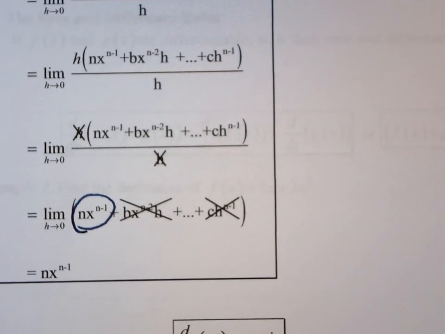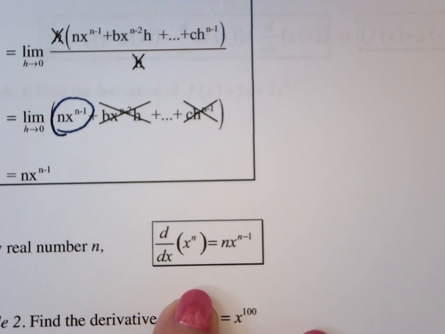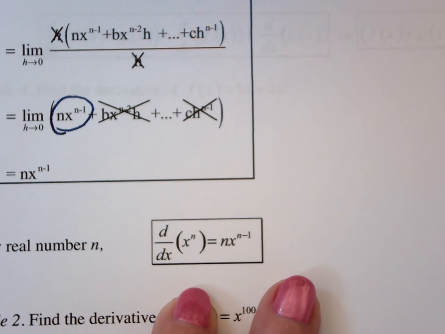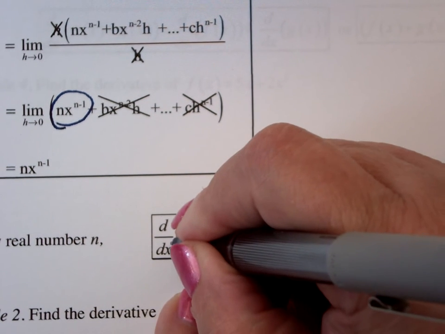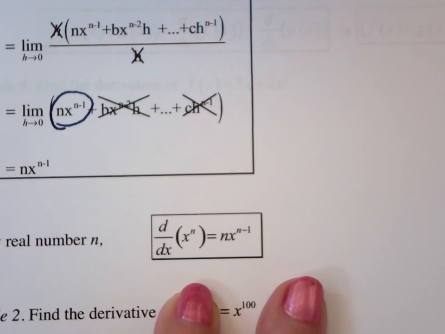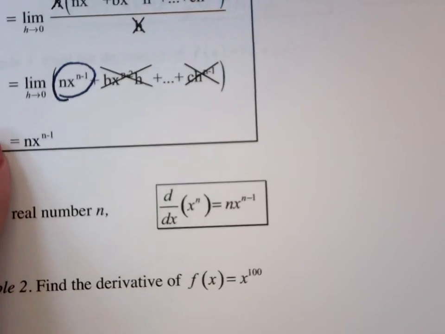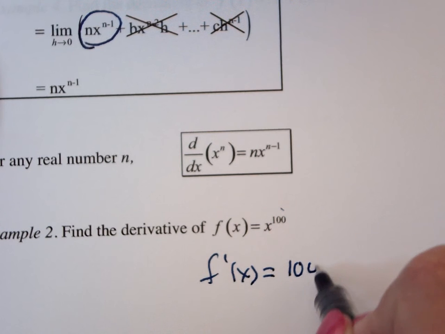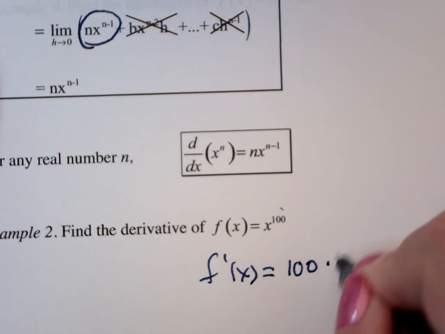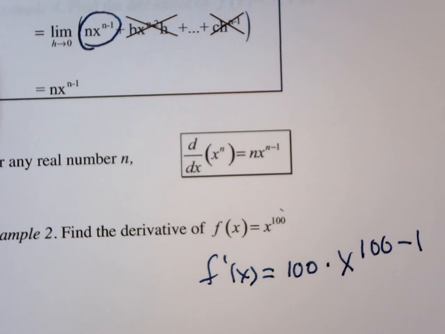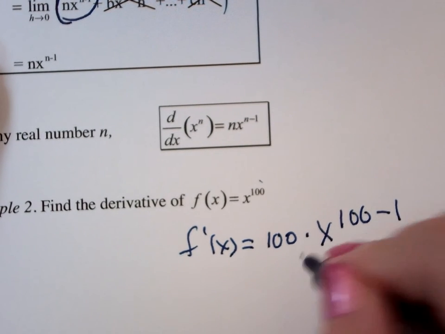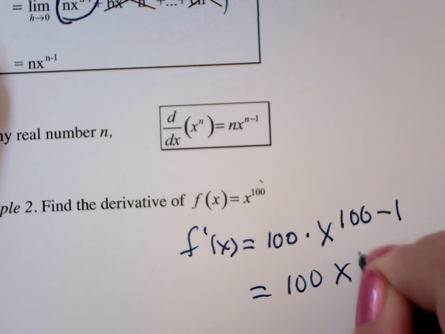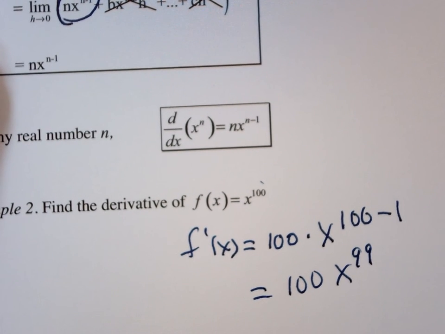So what is the derivative of x to the n? The derivative of x to the n is nx to the n minus 1. You bring the n down in front and you subtract 1 from the exponent. So f prime of x would be 100, bring the exponent down, times x to the 100 minus 1, which is 100x to the 99. Power rule. Big guy, big gun, important.